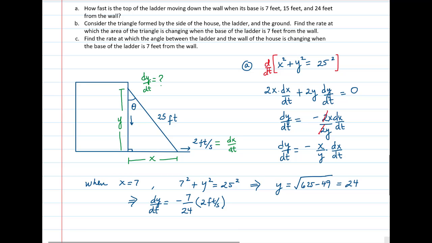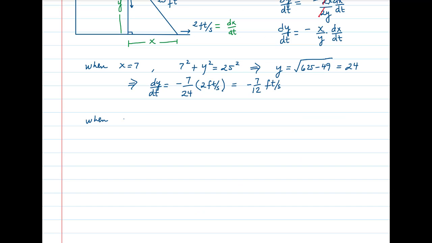So then dy/dt is going to be negative 7 over 24 times dx/dt, but dx/dt was given in the problem as 2 feet per second. So plug that in, and of course you can just calculate, and we're going to leave it as a simplified fraction. This will be equal to negative 7 over 12 feet per second. Now in the same way, when x is equal to 15 feet, we figure out what y is. From our Pythagorean theorem, we get that y is equal to 20.